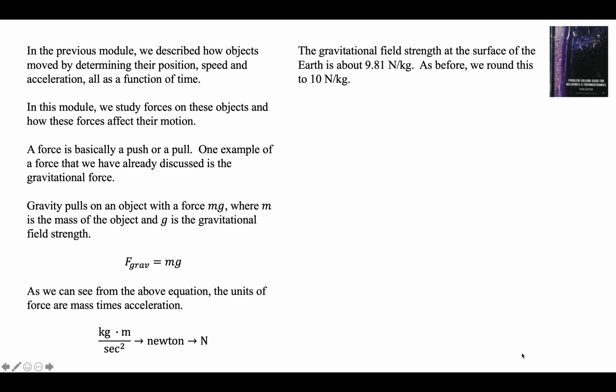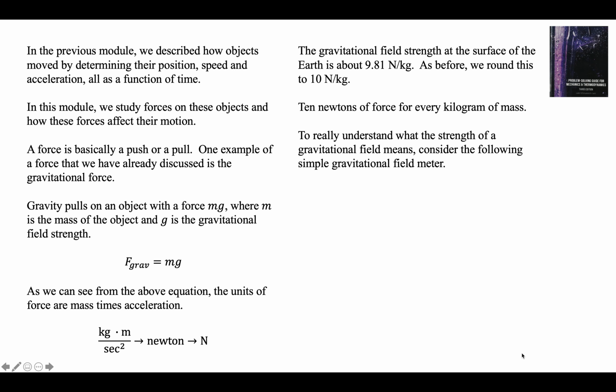Gravitational field strength at the surface of the Earth is about 9.8 newtons per kilogram. As before, we call this 10 newtons per kilogram. 10 newtons of force for every kilogram of mass. That's the gravitational field strength at the surface of the Earth.